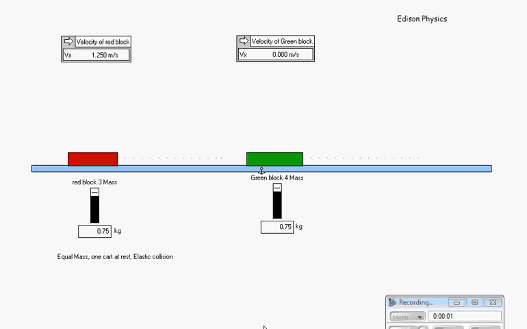This video will show the collision between two identical carts with equal mass. One cart, the green one, starting at rest. One cart, the red one, starting in motion, and they will collide in an elastic collision. Pay careful attention to the starting velocity of the red block and the ending velocity of the green block.